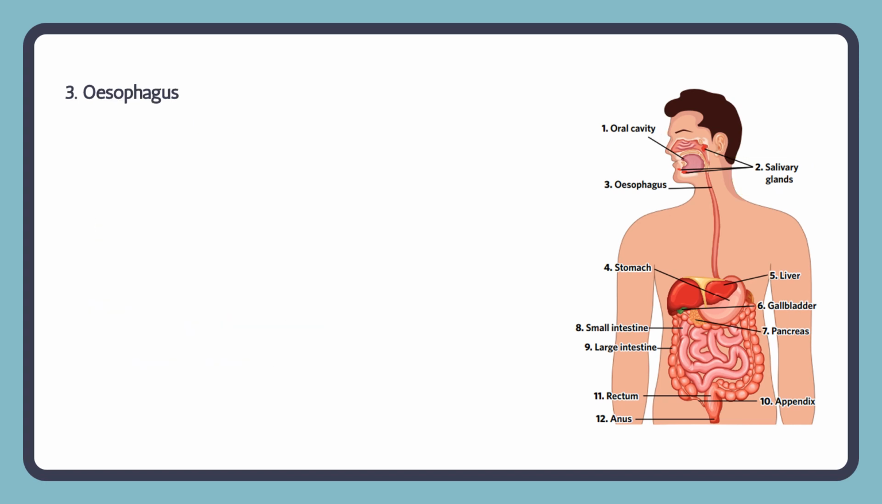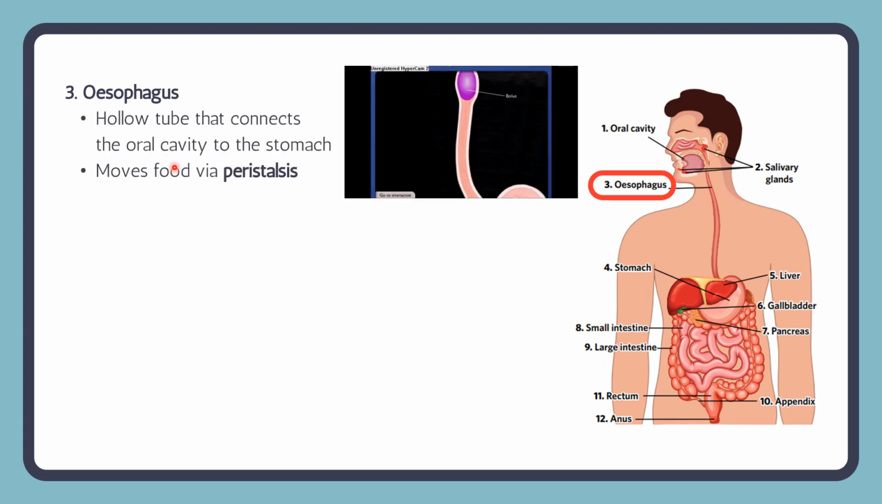Next, we have the esophagus. So over here, it is a hollow tube that connects the oral cavity to the stomach over here. And it moves food by peristalsis, as you can see in this GIF. So that is just the muscle pushing the food down your esophagus.